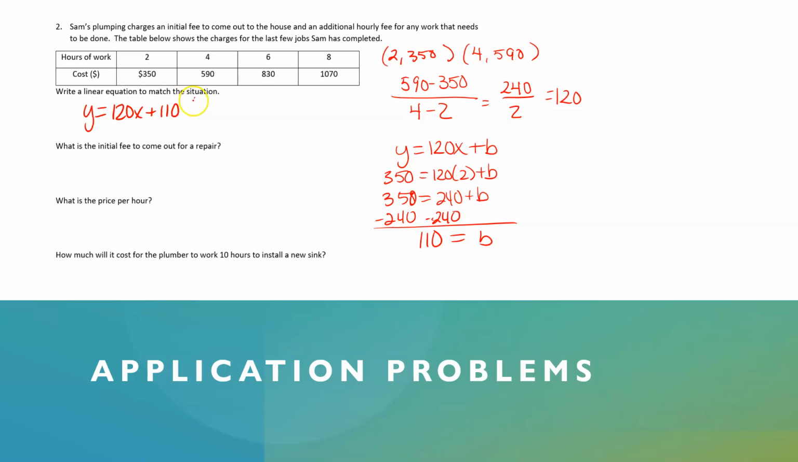What's the initial fee? Well, that's the b, my y-intercept, $110 to come out. And his price per hour is right there, the m, $120 per hour. How much will it cost for the plumber to work 10 hours to install a new sink? So we're going to take that 120, and instead of the x, we're going to replace it with 10. And we have $1,310. That's a lot of money.